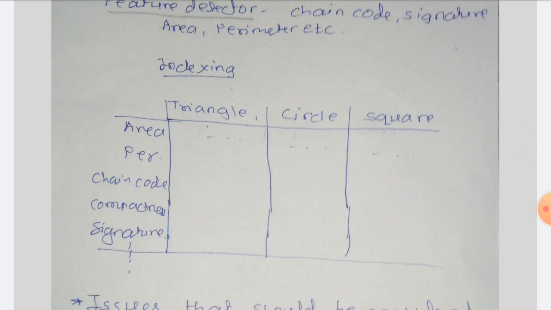Now for triangular shape, what is the area, what is the perimeter, what is the chain code of a triangle, what is the compactness of a triangle, what is the signature of a triangle. These kinds of features I can calculate. Similarly for the other objects like circular object and square object, I can calculate these kinds of features for each and every object, and I can create my database, and that is nothing but the indexing.